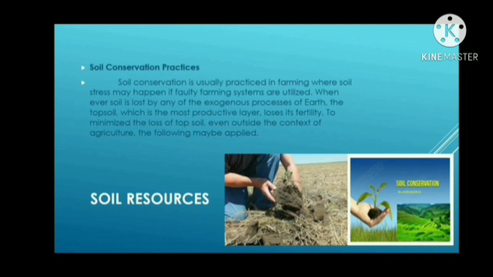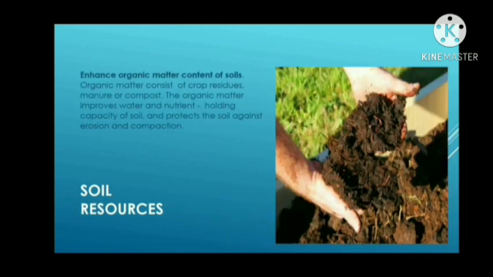So, to minimize the loss of topsoil, even outside the context of agriculture, the following may be applied. The first one is enhancing organic matter content of soil. Organic matter consists of crop residues, manure or compost. The organic matter improves water and nutrient holding capacity of soil and protects the soil against erosion and compaction.